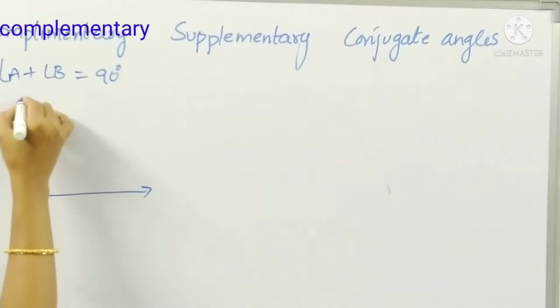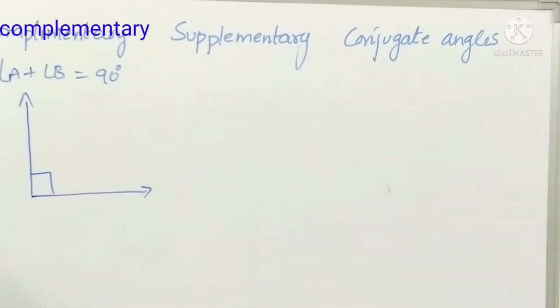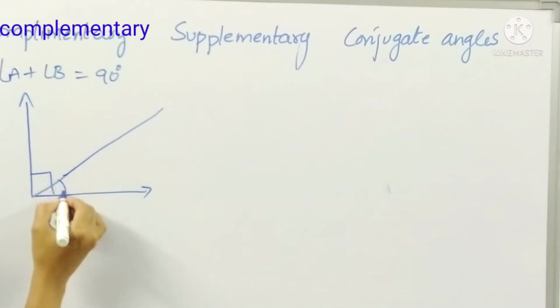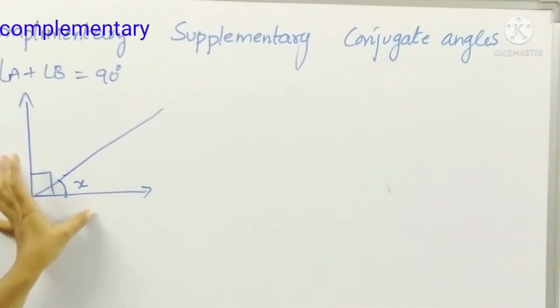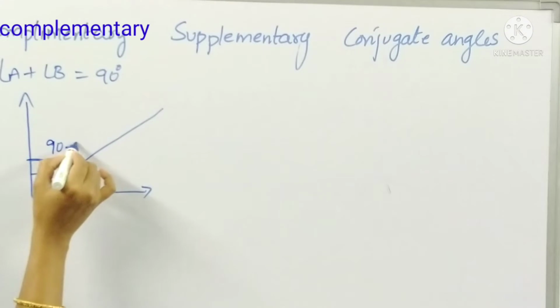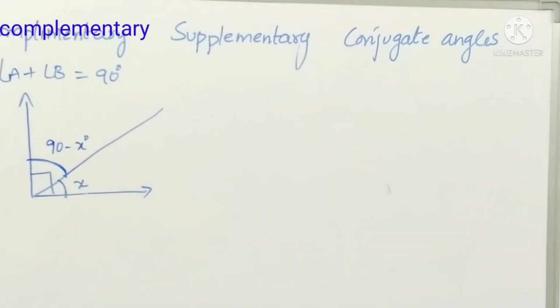So this is a right angle, right? 90 degrees. I am dividing it into two parts. I am calling one part x. The total is 90, one part is x, and what about this other part? This is 90 minus x, right? Similarly, if one angle is given, we can find the complementary angle of another.